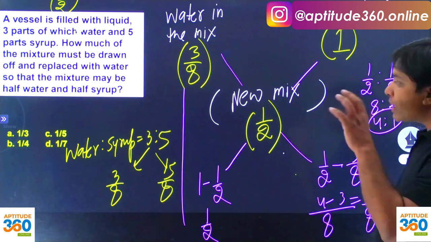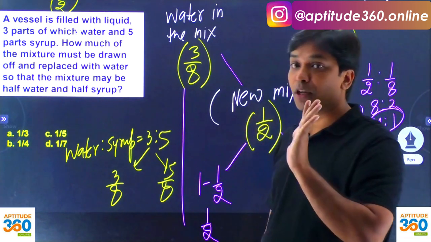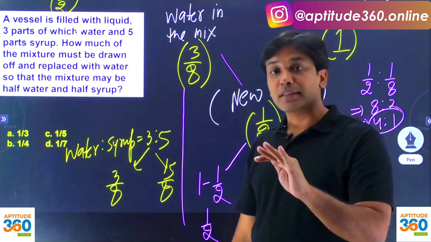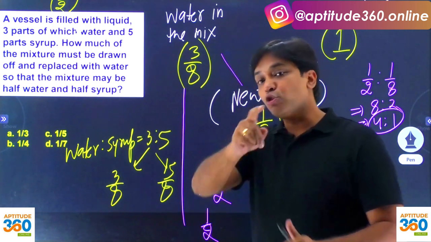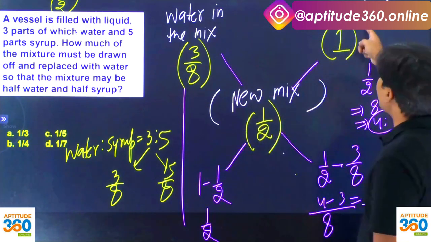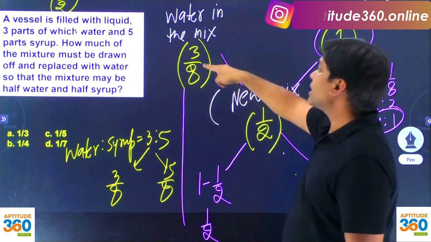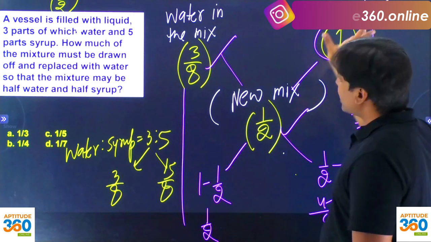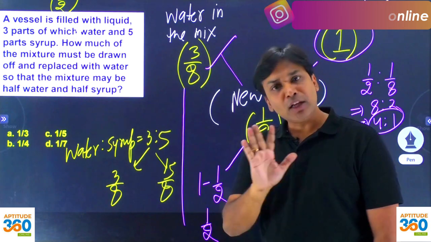Now what will we do with this 4 is to 1? We need to understand this well. This problem is complicated, but if we understand it step by step, the one new thing you learned is how I am writing 1 here. Do you understand why I am writing 1 over here? If this is understood, then the problem is simplified.